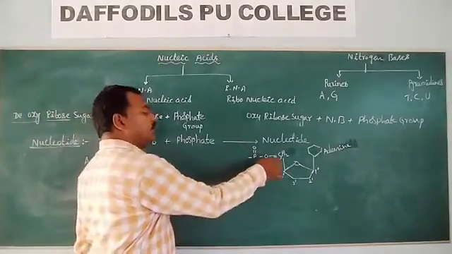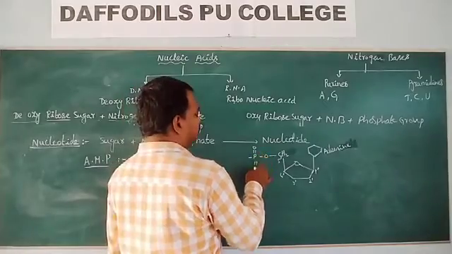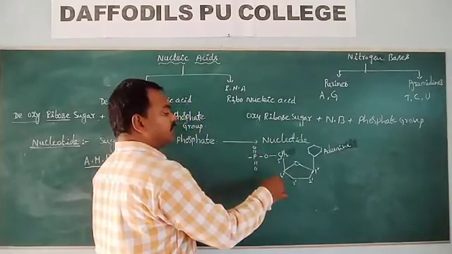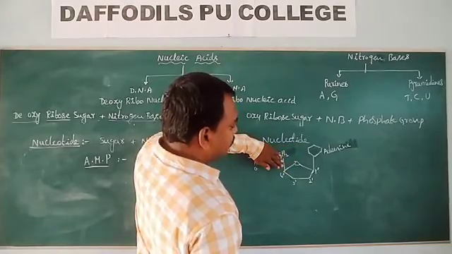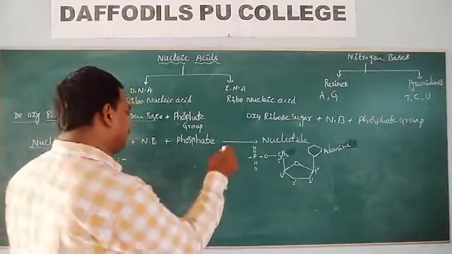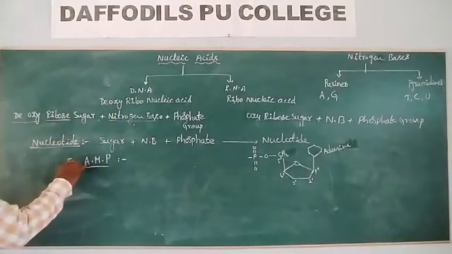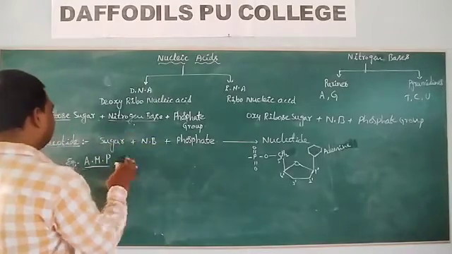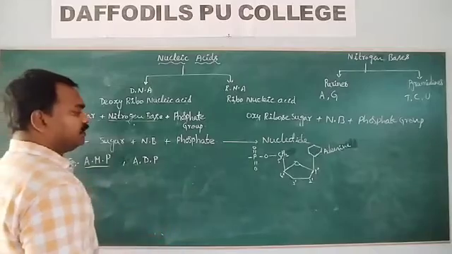This is adenosine monophosphate. Adding up to this part, adenosine, and another phosphate group is there. So this is adenosine monophosphate. This is an example of a nucleotide. Another example, adenosine diphosphate.